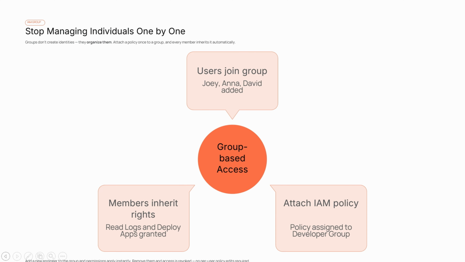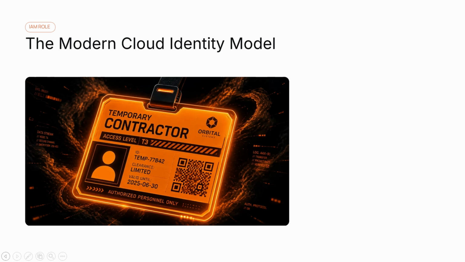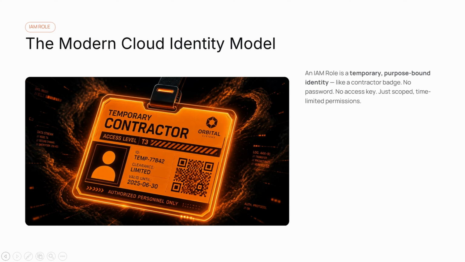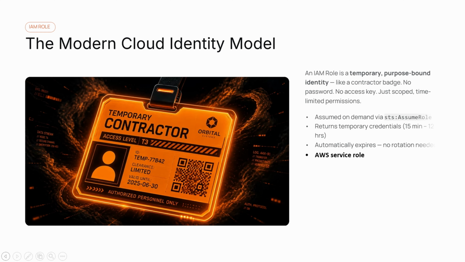When a new engineer joins the team, you simply add them to the group. And when someone leaves, removing them from the group immediately removes the inherited access. This makes permission management much more consistent, and far easier to maintain. While users and groups are useful, modern AWS environments rely heavily on IAM roles. Think of a role like a temporary visitor badge. It doesn't belong to one specific person forever. Instead, it's issued only when someone or something needs it.